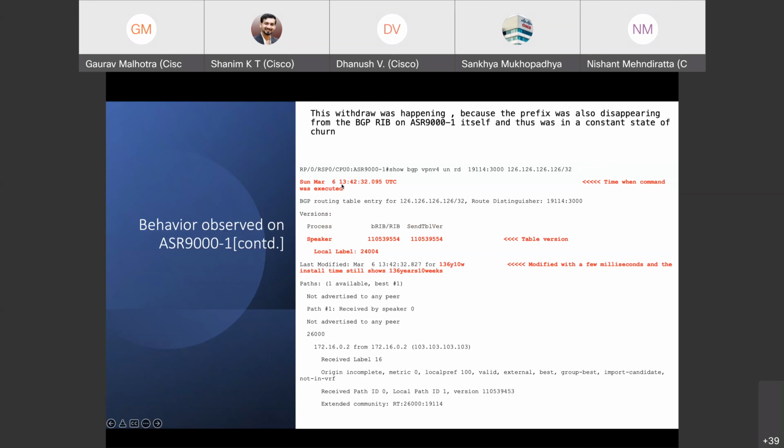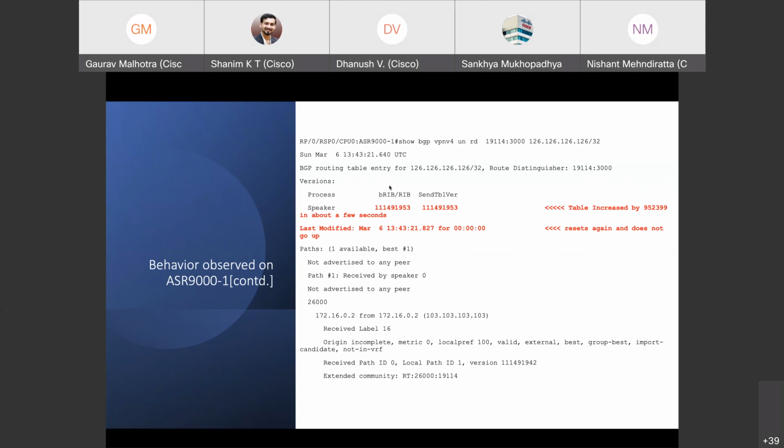Now, this output was taken at 13:42:32 UTC. The next output is taken a couple of seconds later, at 13:43. And you can see that the last modified time changes from 136 years to all zeros. This is a critical part. The table version somehow increased by close to 1 million. And I just had one prefix in my lab, which I'm receiving, which is 126 in all the octets. This one prefix bumped the table version by 1 million.